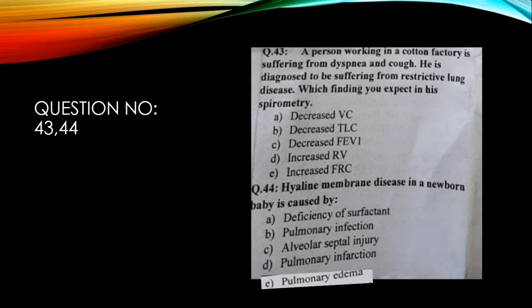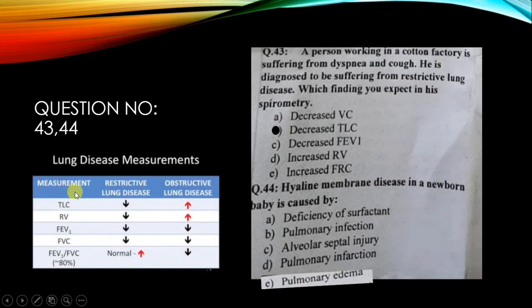That's why the total lung capacity is most commonly decreased in restrictive lung disease. I will display a chart here. You can see that the total lung capacity in restrictive lung disease is decreased, while in obstructive lung disease, patients have difficulty in expiration. That's why the air accumulates in the lungs, increasing the total lung capacity. While in restrictive lung disease, the total lung capacity is decreased. The most differentiating feature is the FEV1 to FVC ratio, which is increased in restrictive lung disease and decreased in obstructive lung disease.